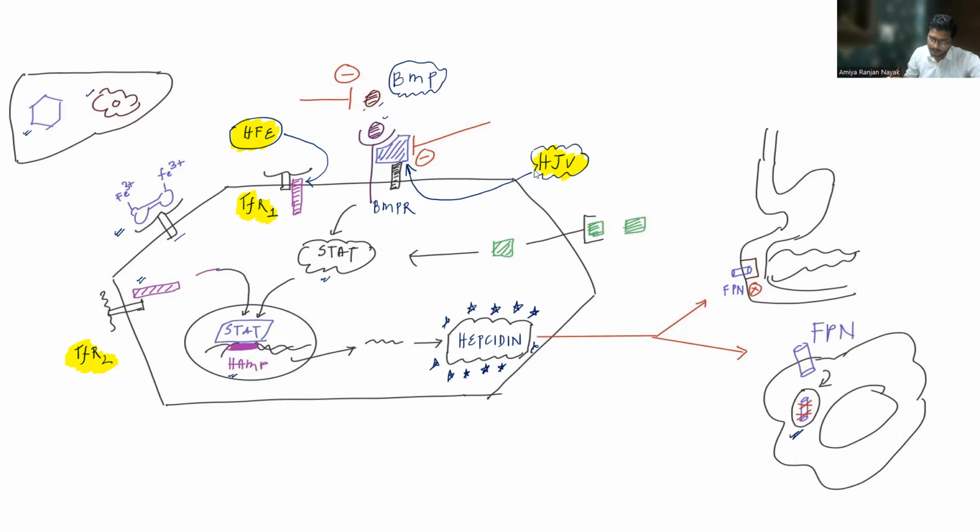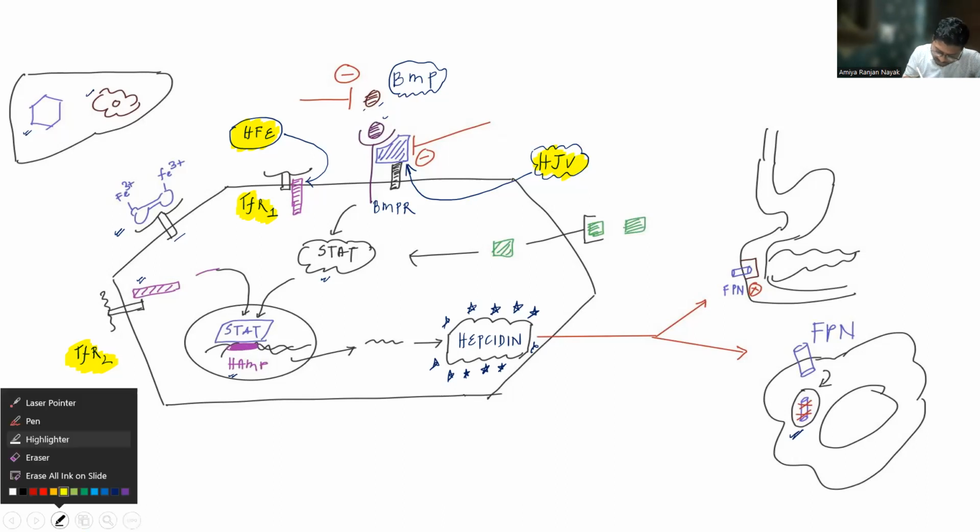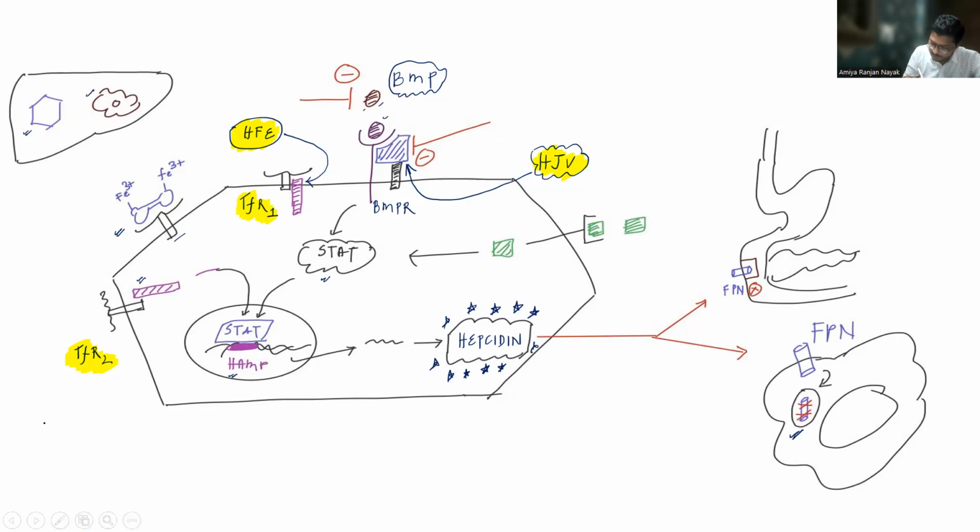Okay. And there is another regulator for this hemojuvelin also. That regulator is matriptase 2, or it is known as TMPRSS6. Okay. This is the molecule which can inhibit or degrade the hemojuvelin molecule.